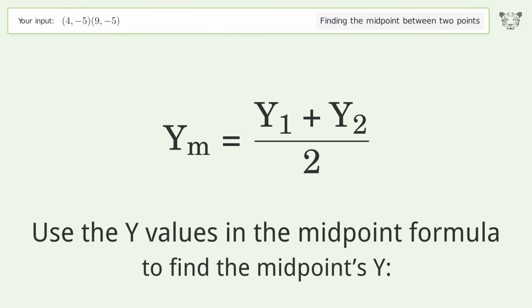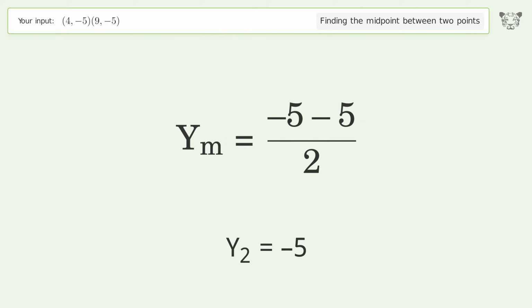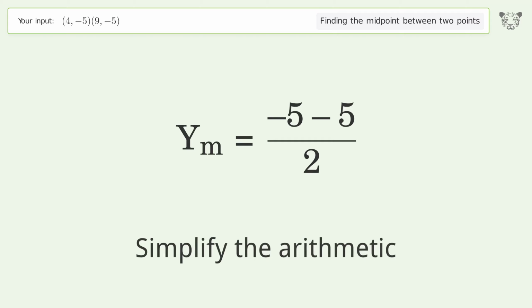Use the y values in the midpoint formula to find the midpoint's y. y1 equals -5. y2 equals -5. Simplify the arithmetic.